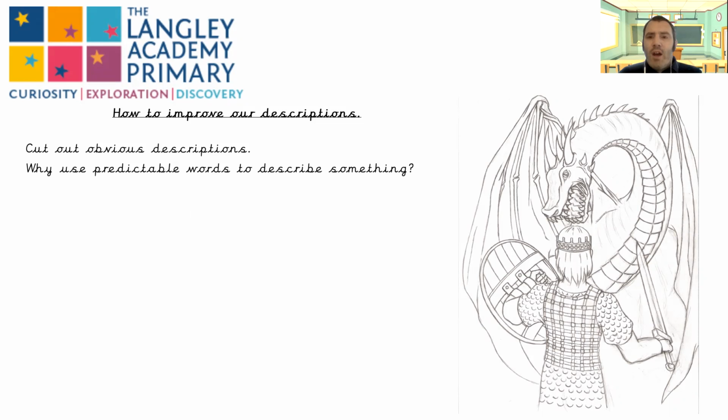So cut out the obvious. Why use predictable words to describe something? So try and avoid the blue sky with white fluffy clouds as an example. You want to think about how you can make it a better description, but using less words. Now that's the challenge.